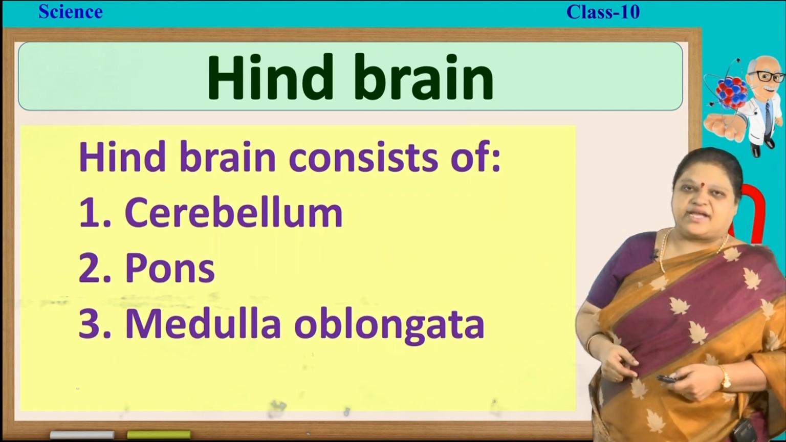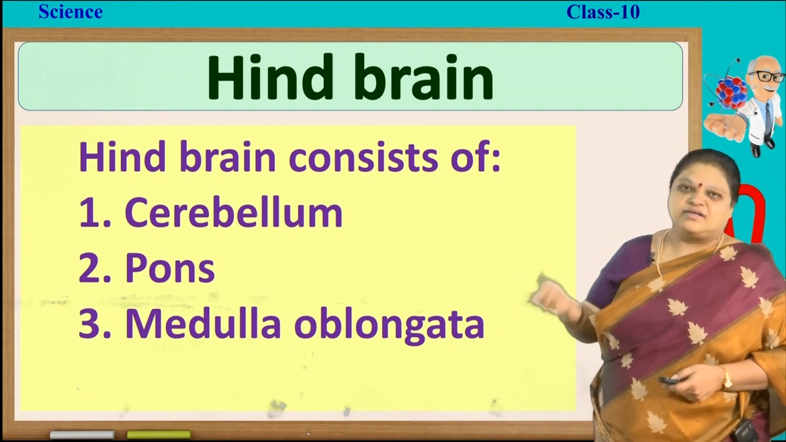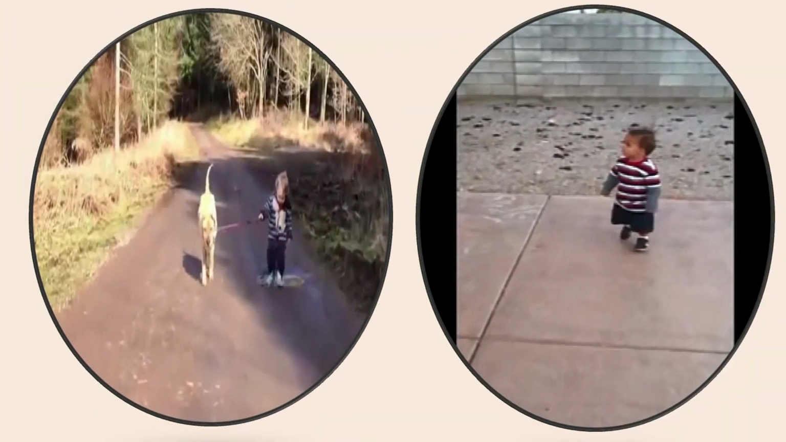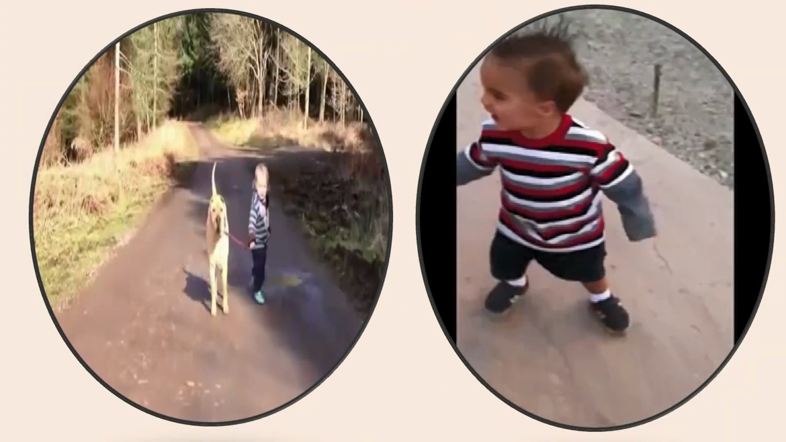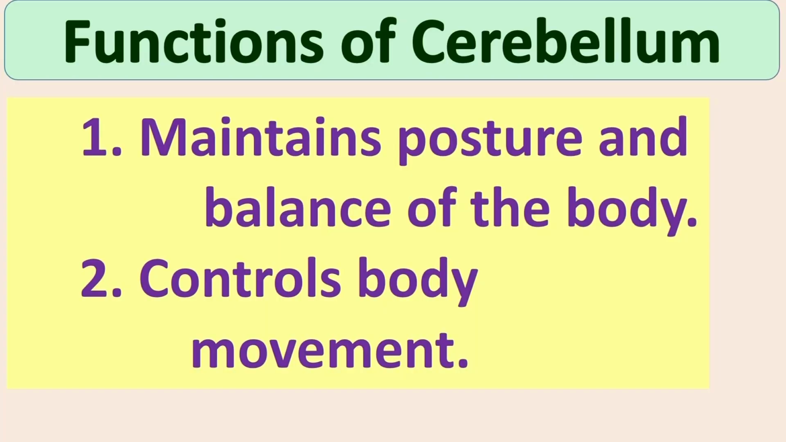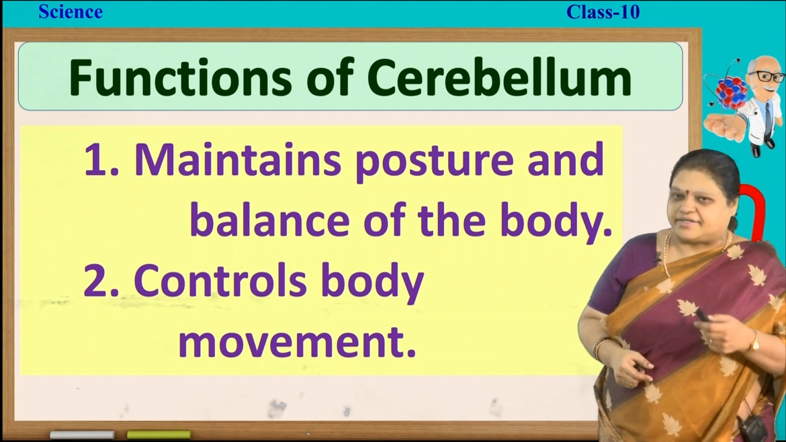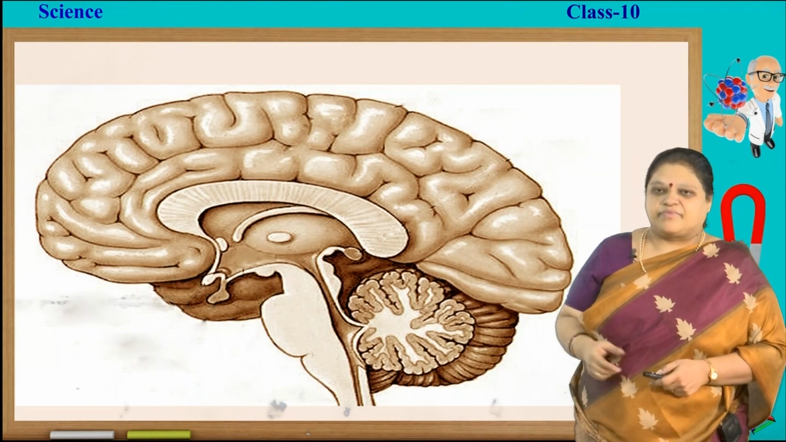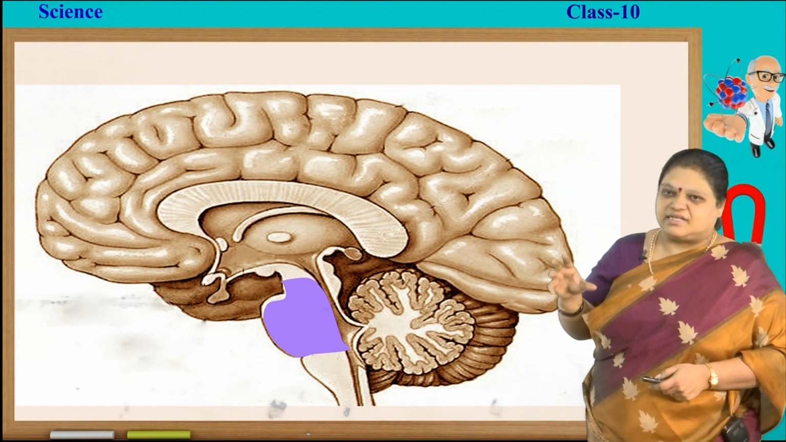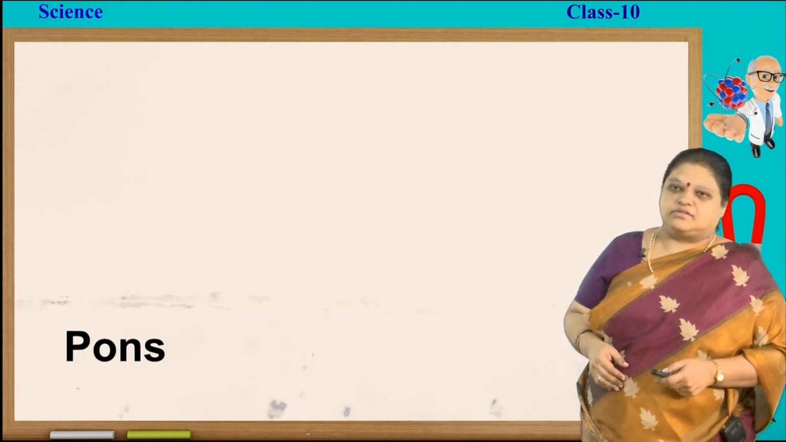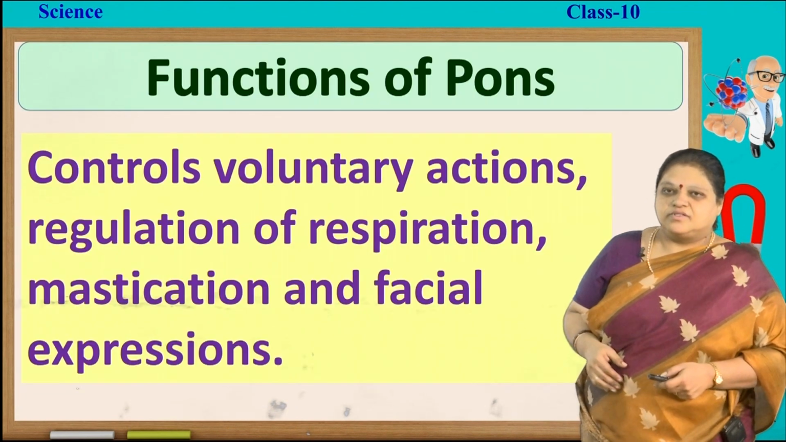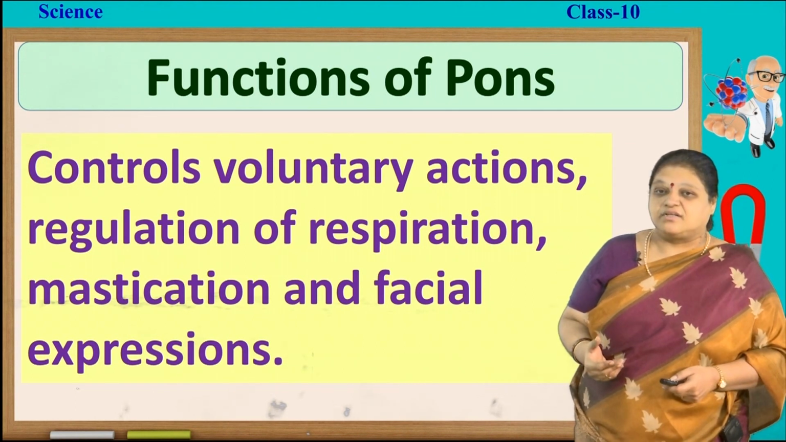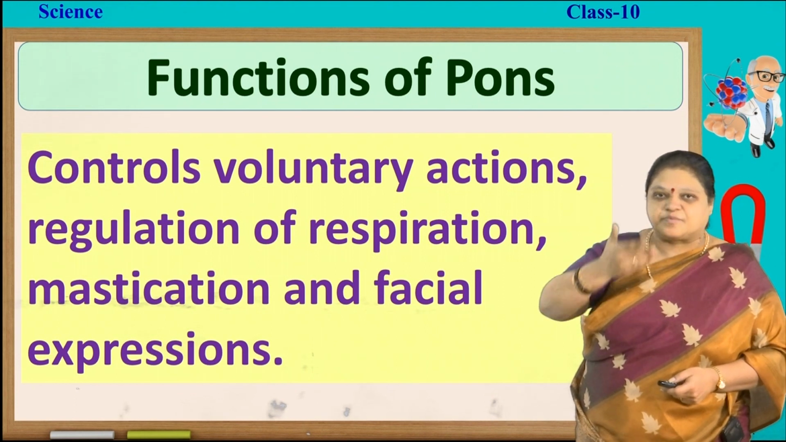Next, the hindbrain is made up of the cerebellum, pons, and medulla oblongata. The cerebellum helps you to control your walking, erect posture, body balance, etc. So it maintains posture and balance of the body. Write down: it controls body movements. Next we will see another part, the swollen part, which I am showing here. It is called the pons. It controls voluntary actions, regulation of respiration, mastication, and facial expressions.